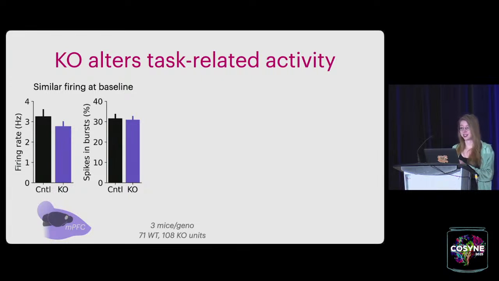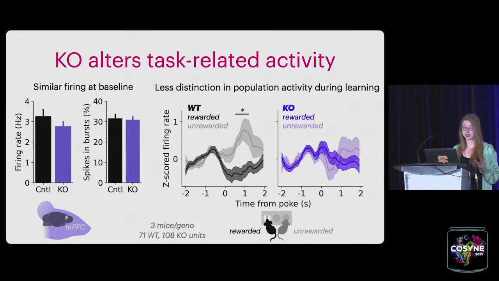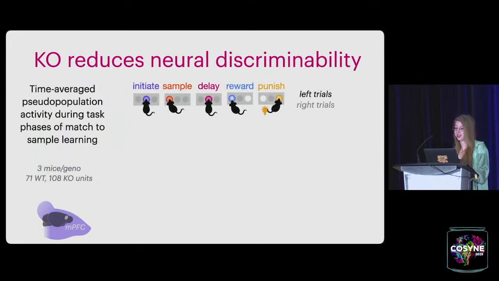When we standardize activity across the recorded population of neurons and then look at average trends while mice are learning to associate lit ports with rewards, we see that wild-type PFC generally shows distinct population-level activity associated with rewarded versus unrewarded pokes, while knockout PFC shows very little differentiation between these two outcomes, despite both genotypes acquiring the reward association at a similar rate. So we extended this comparison to look at all the subphases within match-to-position task trials as both genotypes learn this slightly more complicated task.